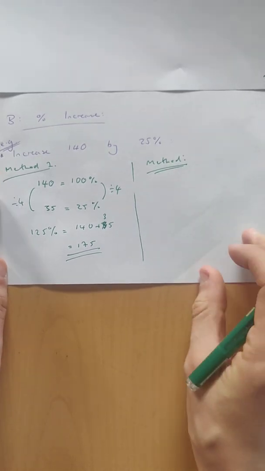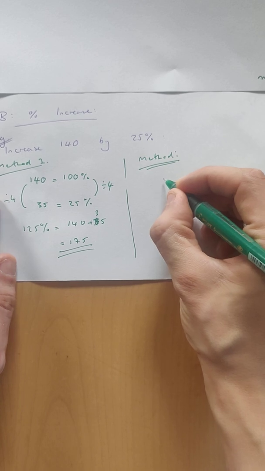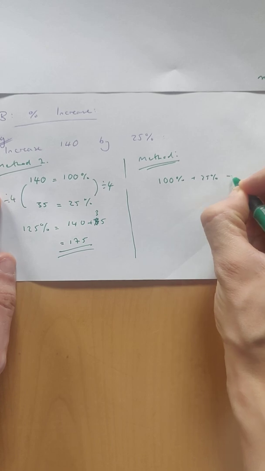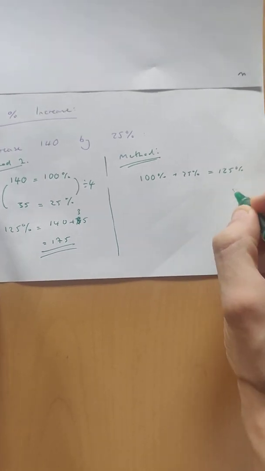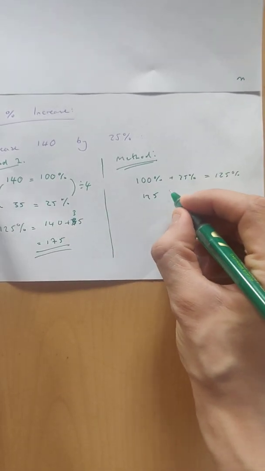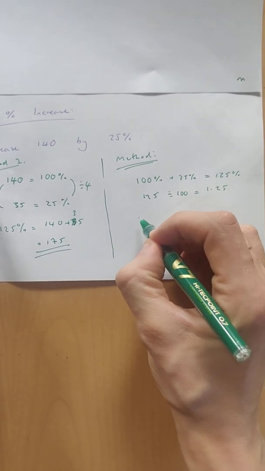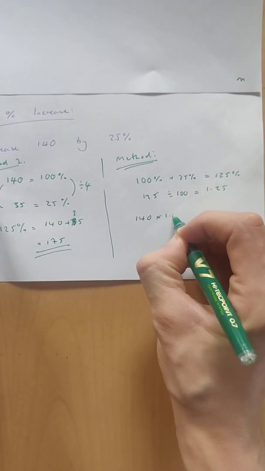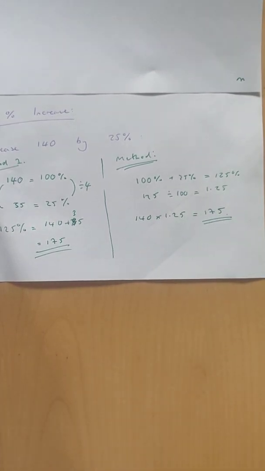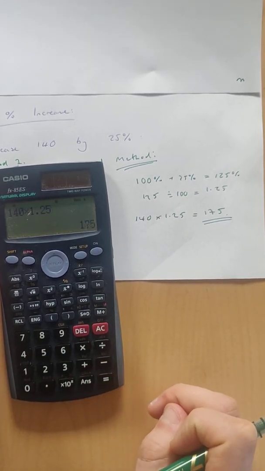Now, method 2 is the calculator method. You probably wouldn't use it for something this easy. But if I'm increasing 140 by 25%, I know I'm going to need 100% plus 25%, which gives me 125%. To find a multiplier, I need to do 125 divided by 100, which is 1.25, and then all I need to do is 140 multiplied by 1.25, and again I get 175. I can check that with a calculator: 140 times 1.25 is 175. Perfect.